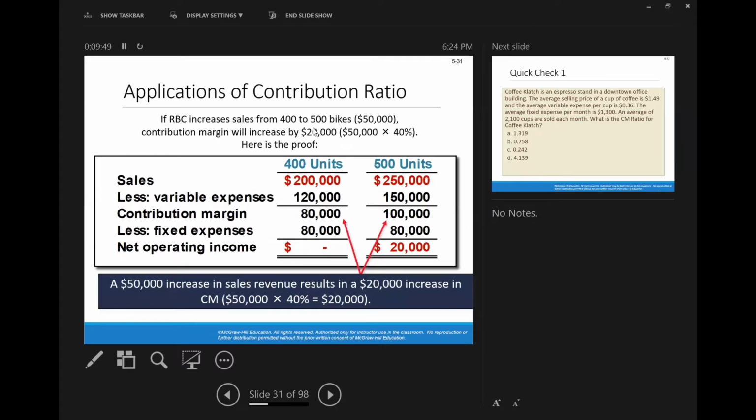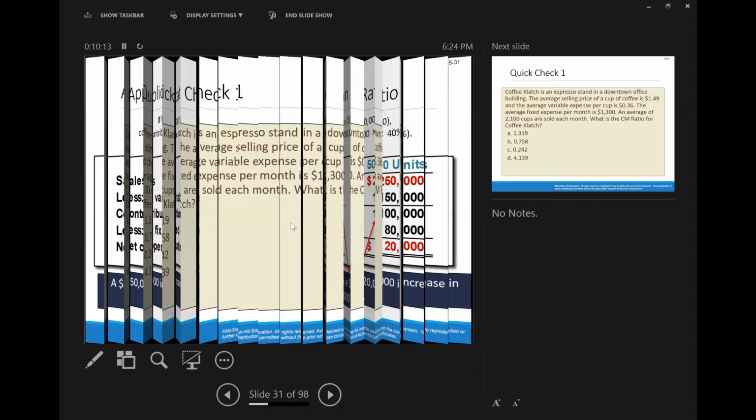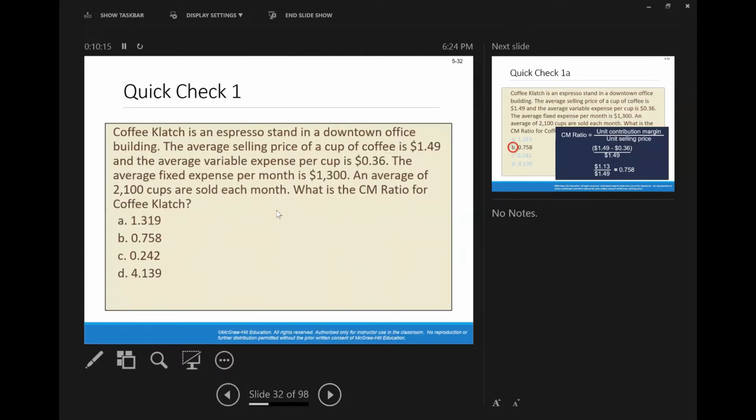Okay, so here's the breakdown again of our 400 units and our 500 units. So we're just saying that an increase of 50,000 in sales results in a 20,000 increase in the contribution margin. I mean, it's not the contribution margin, it's the profit, the net operating income. Okay. So if you have a question that says, how much if you produce this instead of this, then you would just calculate the same thing, see what your increase is.